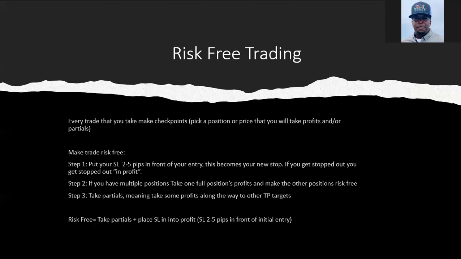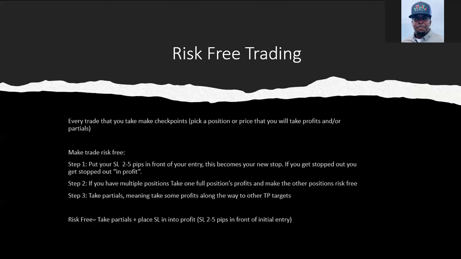That's risk free. Now, step two, if you have multiple positions, meaning you have a trade set up for take profit one, take profit two, take profit three, take profit four, however many take profits you have. Take one full position's profit and make the other positions risk free, which means if TP1 hits out of the 4 positions or 3 positions, move the rest of the positions into a risk free area, meaning put your stop loss in front of your entry and make all those trades risk free.